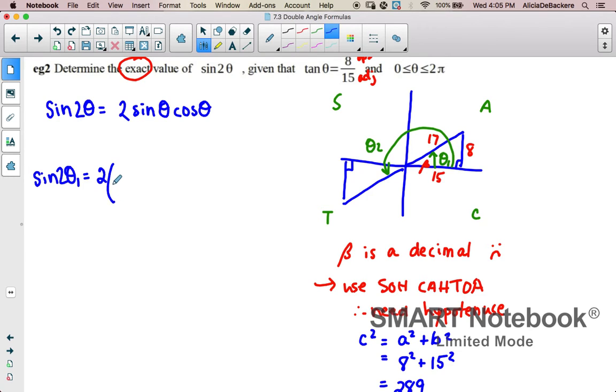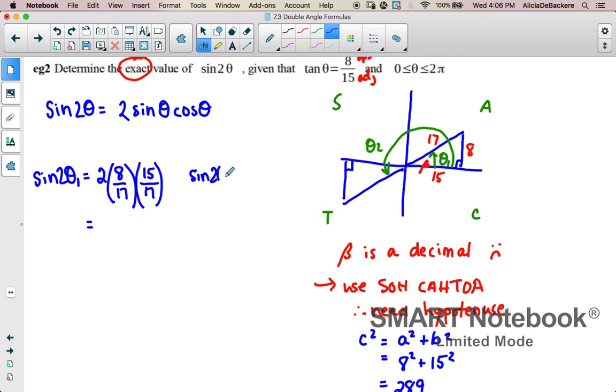Now if I'm looking at theta 1, then I'm looking at the sine being in the A quadrant, so the opposite is 8 and the hypotenuse is 17. And it's positive because I'm in the A quadrant. And then for cosine, I'm looking at the adjacent over the hypotenuse, 15 over 17, and it's also positive because I'm in the A quadrant. I'm going to come back and finish that up in a second.